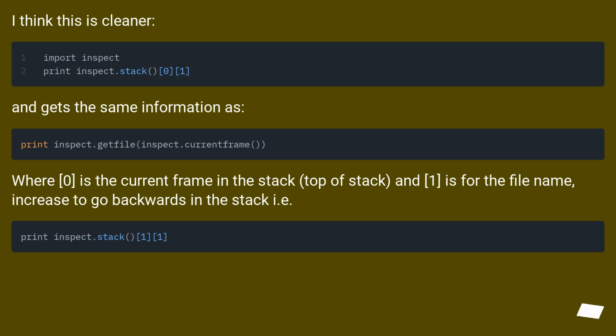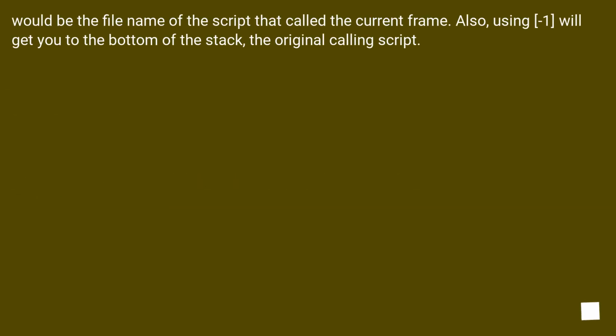where 0 is the current frame in the stack, the top of the stack, and 1 is for the file name. Increase it to go backwards in the stack, i.e. this would be the file name of the script that called the current frame. Also, using -1 will get you to the bottom of the stack, the original calling script.